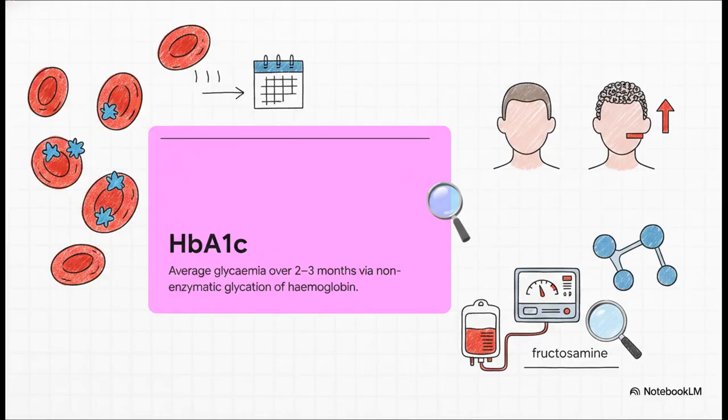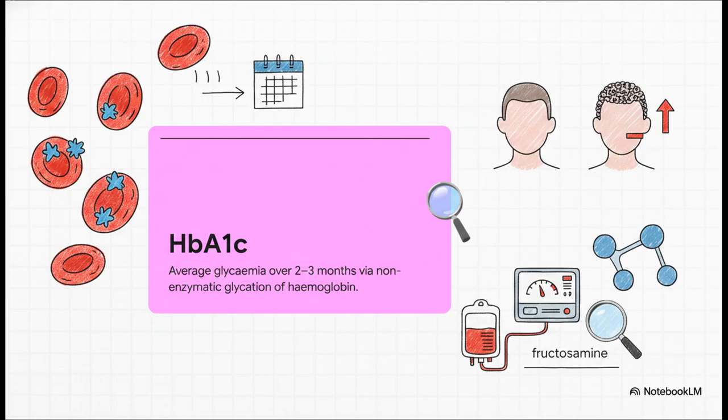Our absolute go-to for a long-term metric is HbA1c. But to really get what it's telling us, you have to remember what it's actually measuring behind the scenes. It's the non-enzymatic glycation of hemoglobin over a 2 to 3 month period. Because this is directly tied to the roughly 120-day lifespan of red blood cells, any condition that messes with those cells is going to alter your reading.